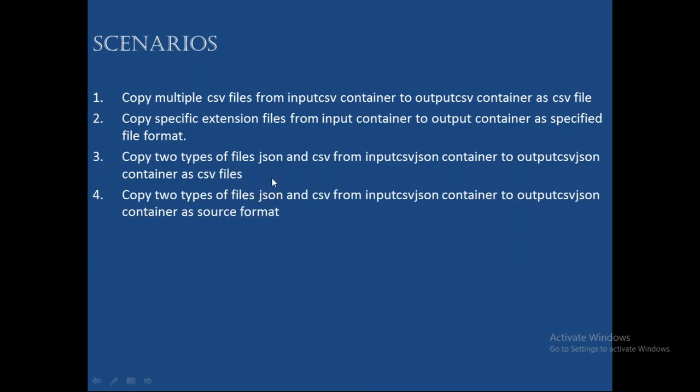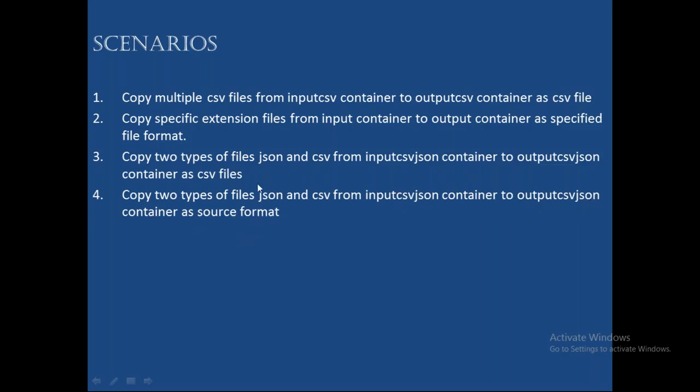What it means is, in an input CSV JSON container, in this folder, you have a JSON file and a CSV file. So in the third scenario, what we were trying to do is convert this JSON file also into a CSV. But my fourth scenario is saying I don't want to convert the file formats. If my source format is JSON, I need to load it into the output as JSON. If my source format is CSV, I need to load this particular file as it is into my output. So that's why JSON and CSV files go from the input CSV JSON container to the output CSV JSON container as source format.